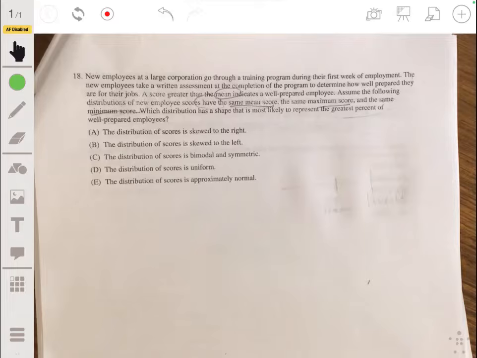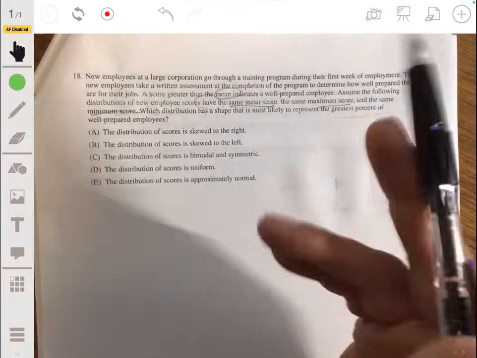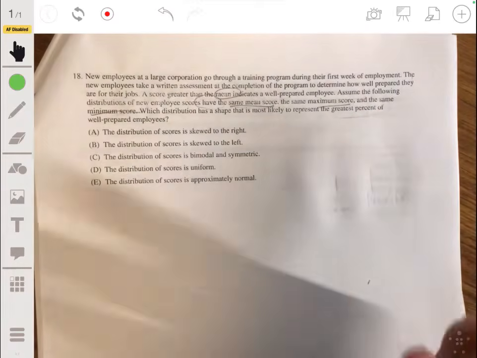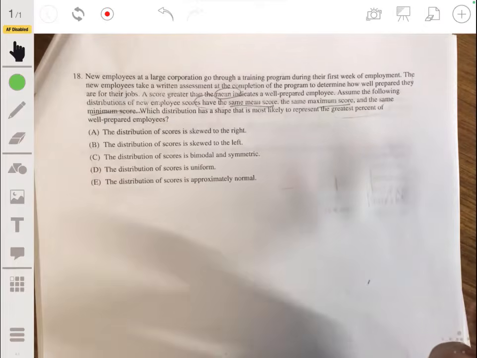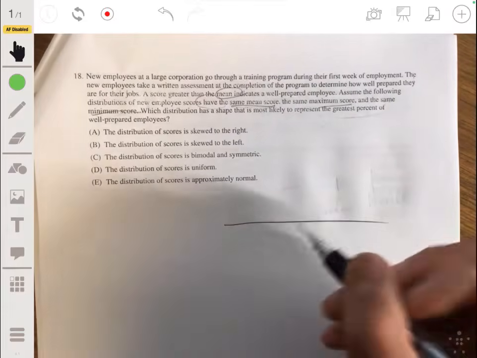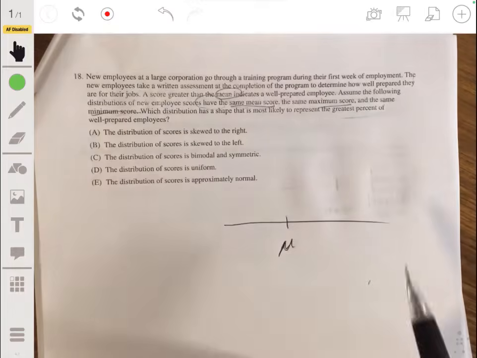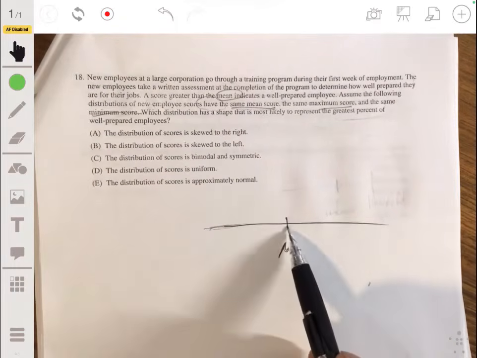Okay, so this is kind of like a logic problem. Essentially, you want to have the employee scores be, on average, greater than the mean population score. So let's say the mean population score is like this here. This right here is going to lie where the mean population score is.